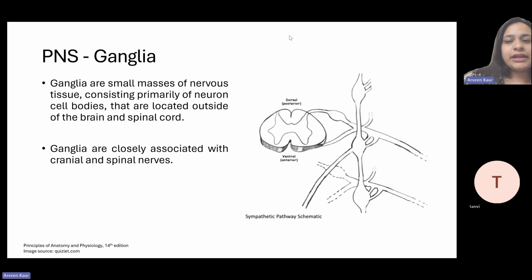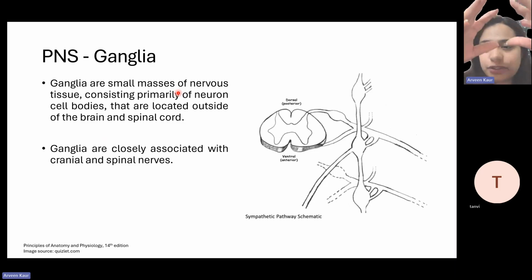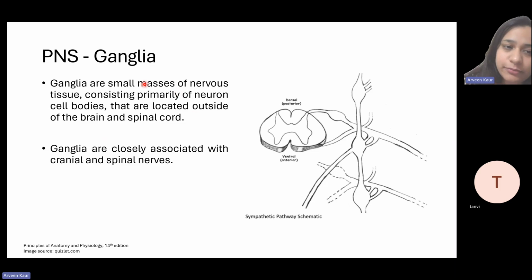Then we can talk about ganglia. So what is a ganglion? These are small masses of nervous tissue consisting primarily of neuron cell bodies. The axon part of the neuron goes on to form a nerve or a tract. In the PNS, it forms a nerve. The cell body part of the neuron comes together to form a ganglion.